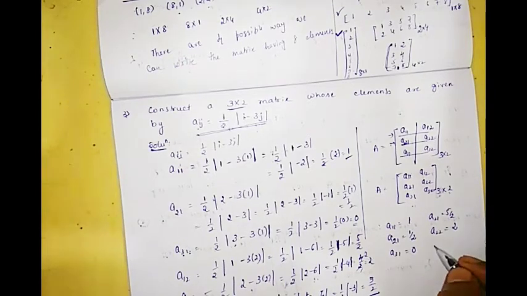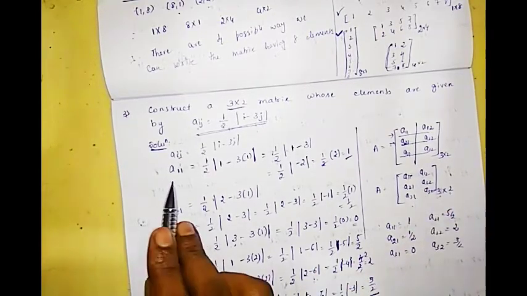A32 is equal to 1 by 2 modulus of 3 minus 3 into 2. It is half into 3 minus 6, which is half into modulus of minus 3, equal to plus 3 by 2. For a modulus function, they make it positive. So A32 is equal to 3 by 2.